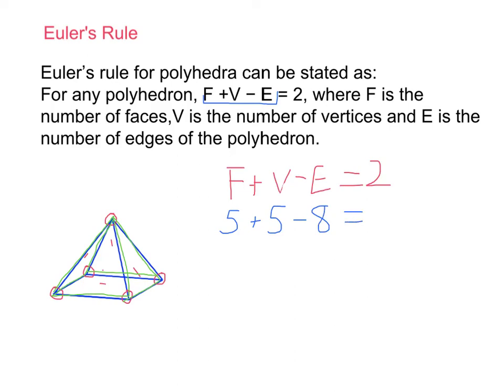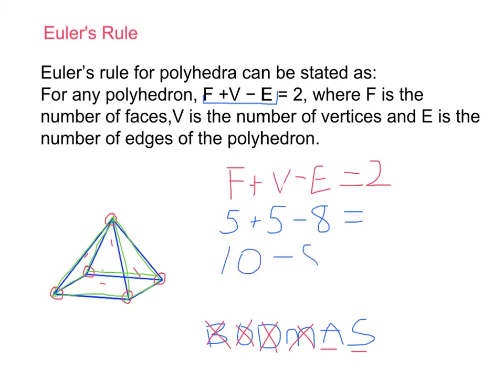equals, now, remember our order of operations. Brackets, operations, division, multiplication, addition, subtraction. That's our order of operations. There's no brackets. Don't have to care about operations. There's no division. There's no multiplication. The next is addition and subtraction. So we have to add these two values first. 5 plus 5 is 10. Subtracted by 8. Okay, 10 minus 8 is 2. So Euler's Rule has been proved with this.